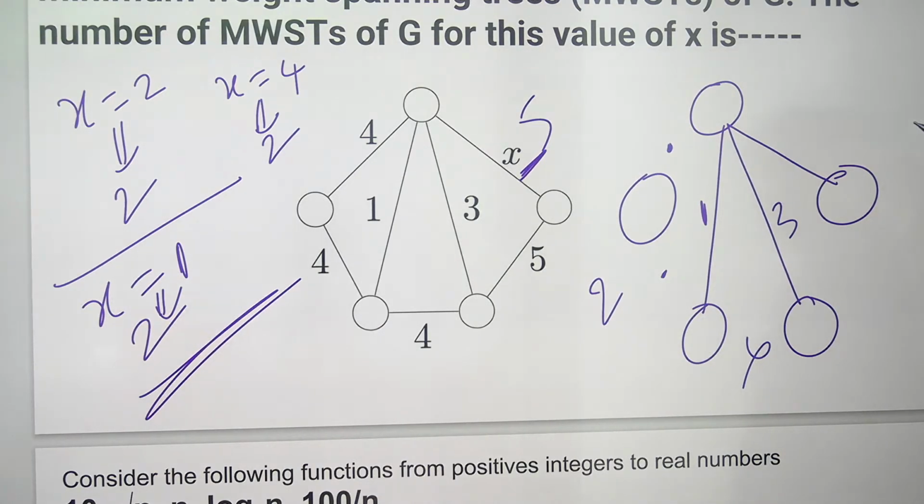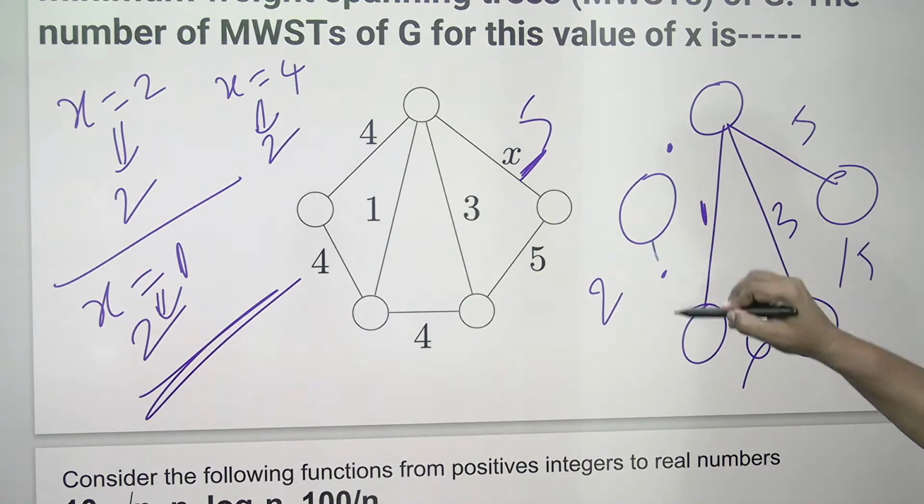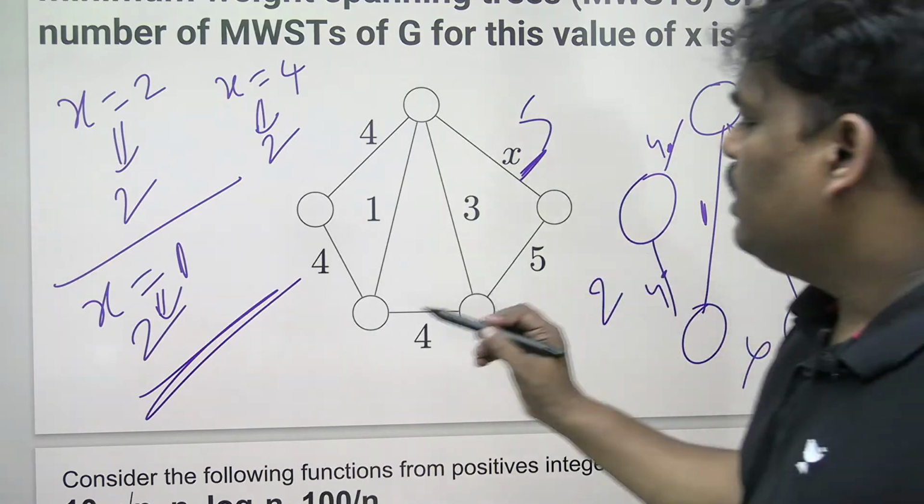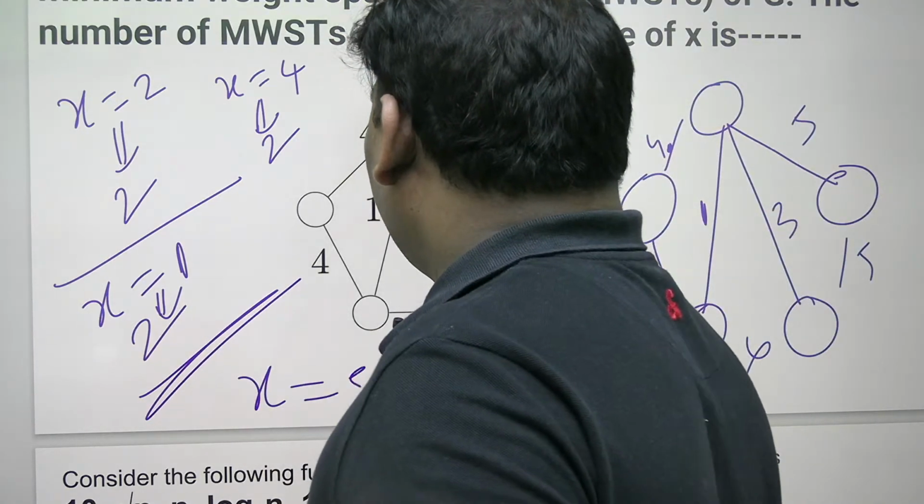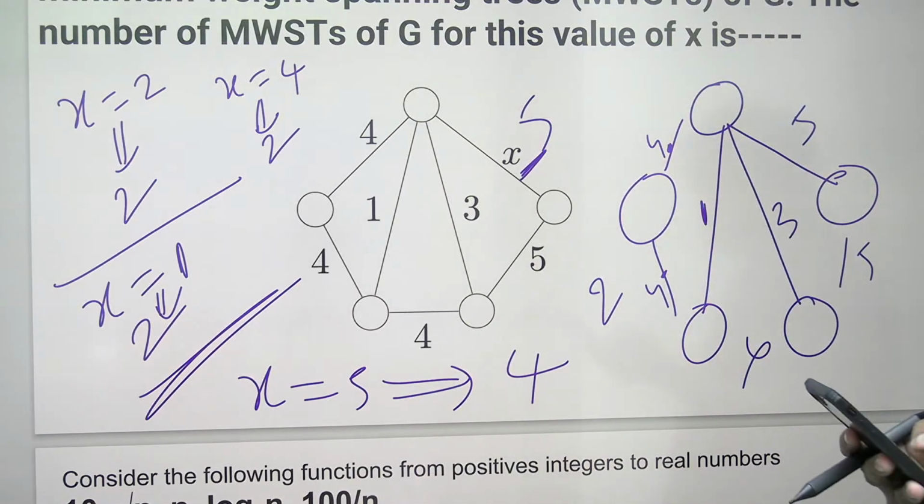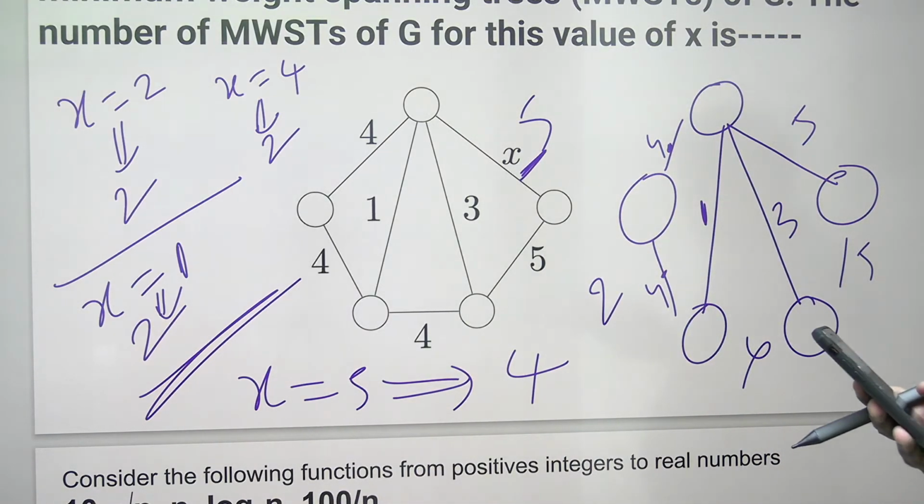But whenever I say 5, I can take either this 5 or this 5. Any one of the 5. I cannot take both the 5s. Next one, I can take this 4 or this 4. Can you help in how many choices? I'm thinking, if you take x value 5, 4 choices. Can you verify?